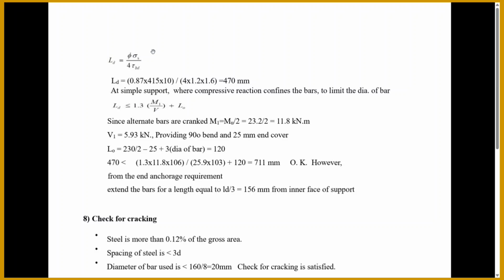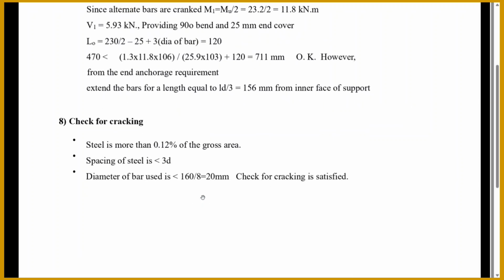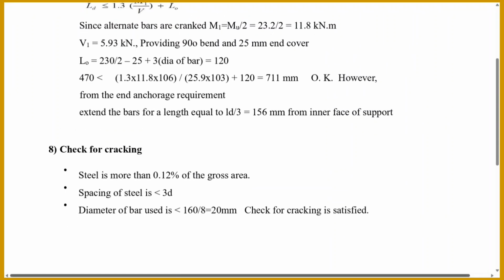At the simple support, where the compressive reaction confines the bar, the limit on the bar diameter is given by this formula. From this formula, LD is less than 1.3 M1 by V plus L0. Since alternate bars are also cranked, M1 is equal to Mu by 2. This 11.8 is considered. Also V1 is given as 5.93. Also the provided bend is 90 mm diameter, 25 mm spacing. For that L0 is provided as 120. However, this is okay in the development length.